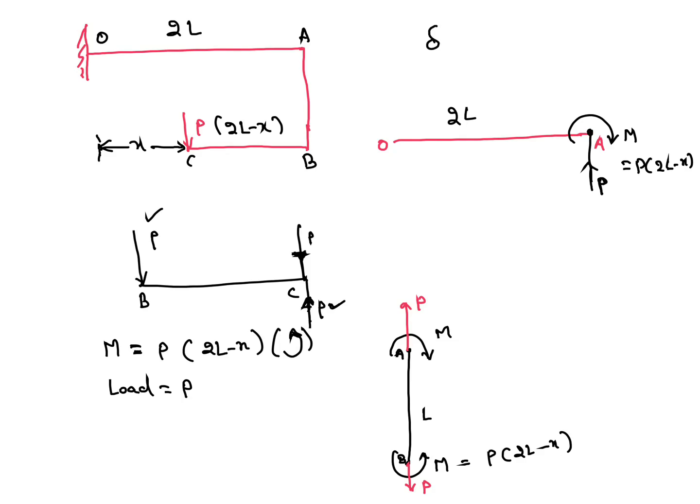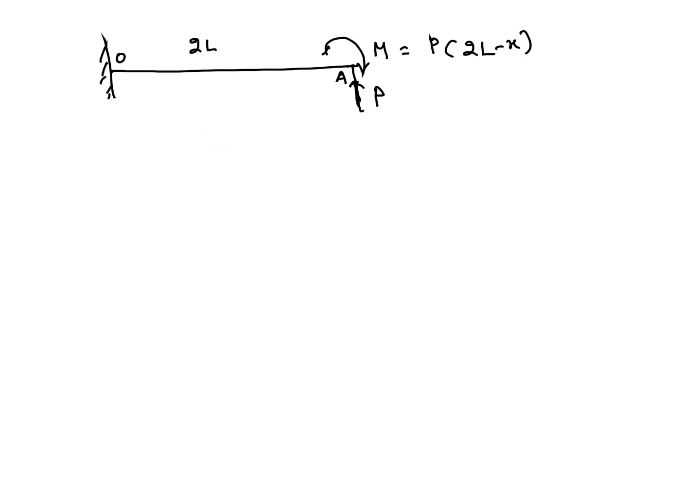Delta at A will be 0 if upward displacement due to P load is equal to downward displacement due to moment M. If both are the same, then delta at A will be 0. So for moment we will calculate, then for load P we will calculate, and we will get our X value. This is just like a cantilever. So first delta A upwards due to this point load P, we know, is P into length cubed divided by 3EI.